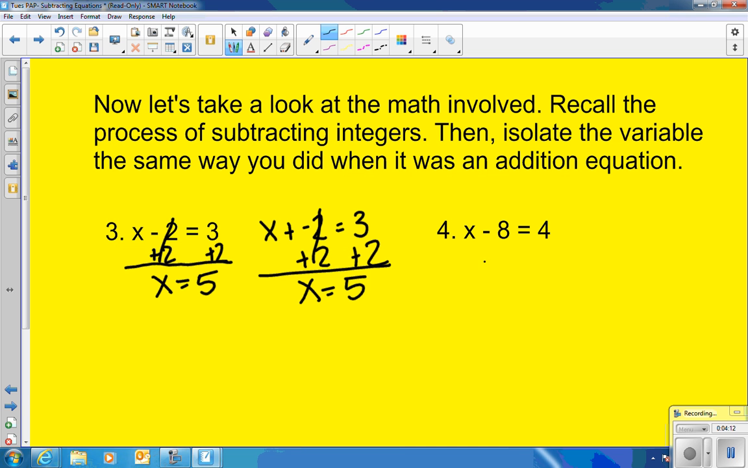So how do I get rid of a subtract 8? With an add 8. These go away. I have an x left over on this side of the equation and a 12 left over on that side.